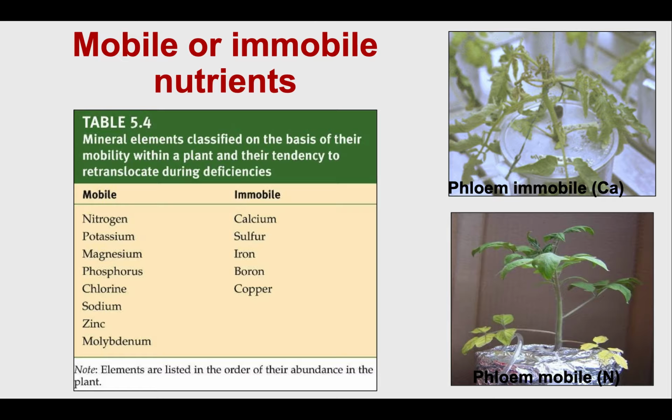So looking at that table there, there's a bunch of different nutrients that can be classified as either mobile or immobile. And this can play an important role in trying to identify what nutrient deficiency we have. If it's immobile, we might notice that the younger leaves are starting to suffer. If it's mobile, we might notice that it's the older leaves that are starting to suffer. That can help us narrow in on what specific nutrient might be causing that deficiency.